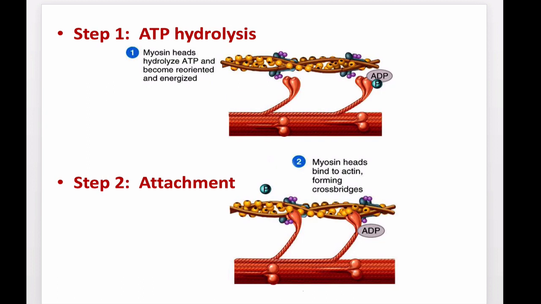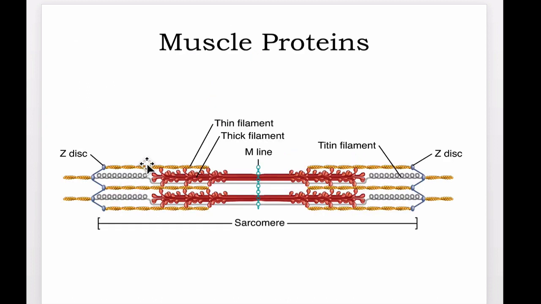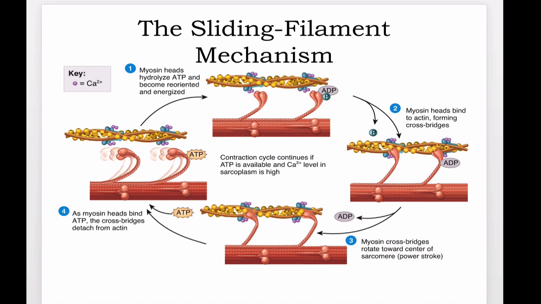Hydrolyze that ATP to charge, to grab, to pull it toward the center, to power stroke it, and then to let go. Essentially, the myosin heads are constantly, in the presence of calcium, grabbing actin, pulling it toward the center, grabbing it, pulling it toward the center, until the muscle is maximally contracted, as is shown here in this cartoon. This is an overview again of that sliding filament mechanism.